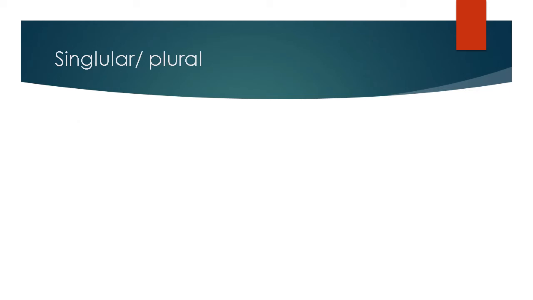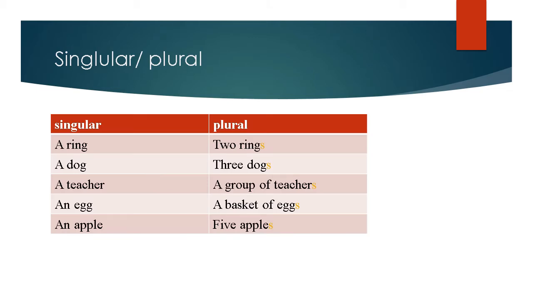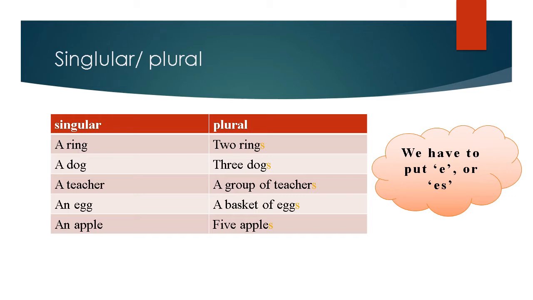In nouns we have singular and plural. Singular, for example, a ring. In plural we say two rings. A dog, three dogs, for example. A teacher, a group of teachers. An egg, a basket of eggs. An apple, 5 apples. هنايا كسوسوا we have to put E or ES. Okay? It depends here.